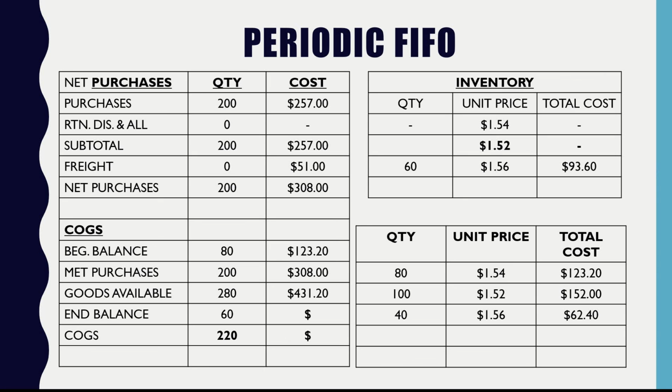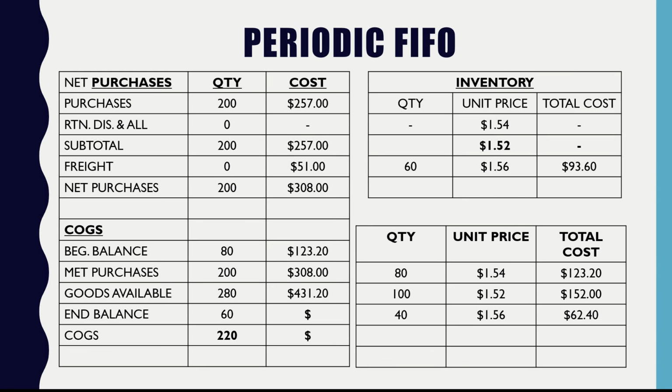All right. So once again, another question? Yeah, I have a question. The 60 inventory we have, we subtracted that from the beginning inventory, right? From the 80. No, we subtract that from the overall goods available, the 280. Since we are using FIFO, I was thinking the 60 has to be multiplied by 1.54 to get that number.